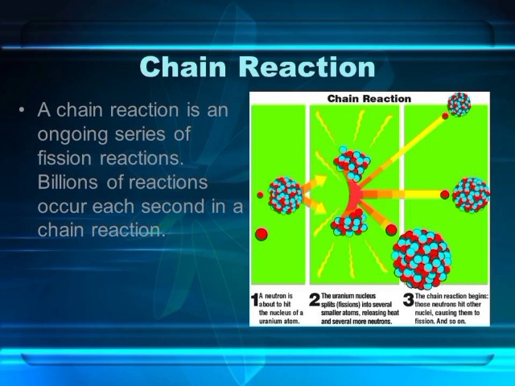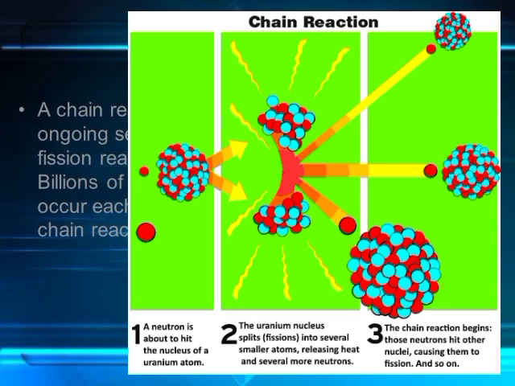In our illustration, first, a neutron is about to hit the nucleus of a uranium atom. Then after that, the uranium nucleus splits, or what we call fission, into several smaller atoms, releasing heat and several more neutrons. Then after that, the chain reaction begins. Those neutrons hit other nuclei, causing them to fission, and so on. So, the more reactions that happen, the more heat is released from the reaction. Then this heat will be used in the process of generating electricity.